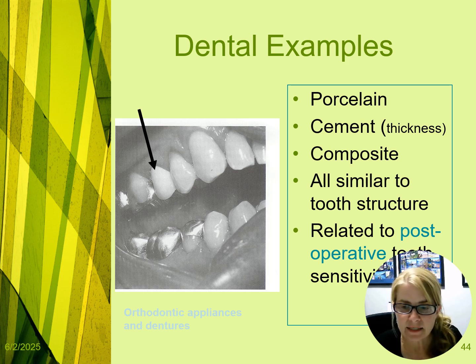Porcelain and cement, depending on the thickness, and composite are all similar to tooth structure, and they are related to post-operative sensitivity, tooth sensitivity. If there is a tooth that's going to be sensitive, heat transfer or even cold transfer is going to go through a gold crown a little faster because it's metal. It will go through these different materials, the porcelain, cement, depending on thickness, and the composite a little bit slower, but they still can conduct some heat transfer or some thermal conductivity to the teeth.